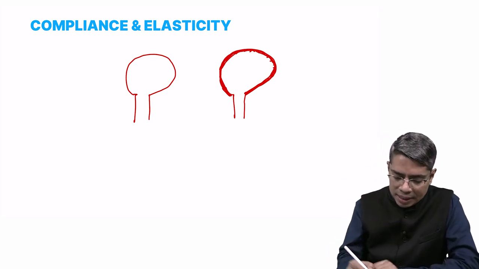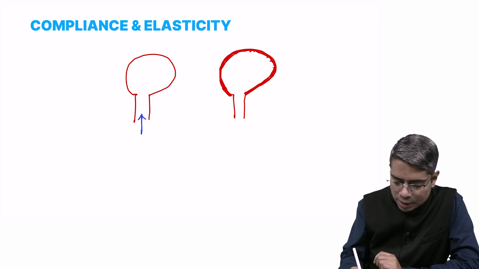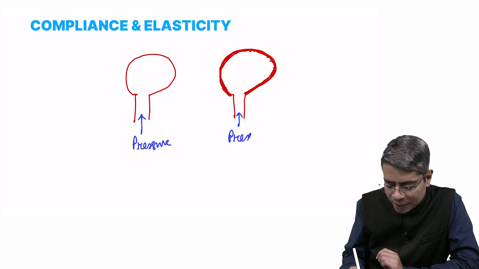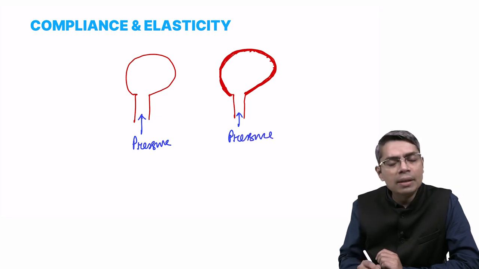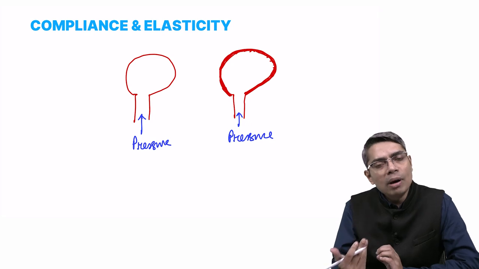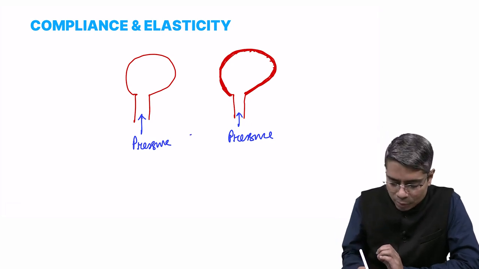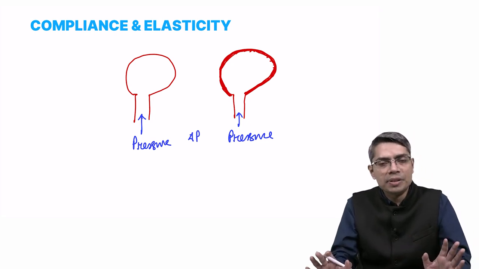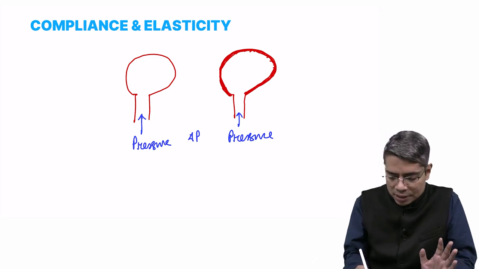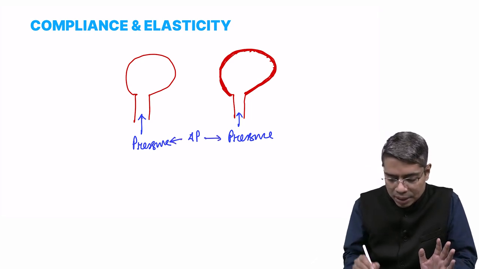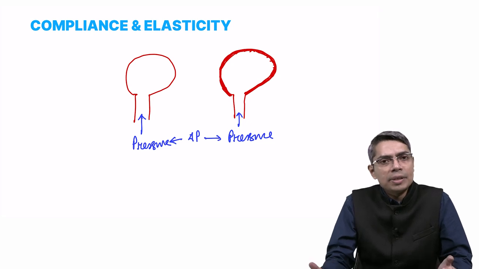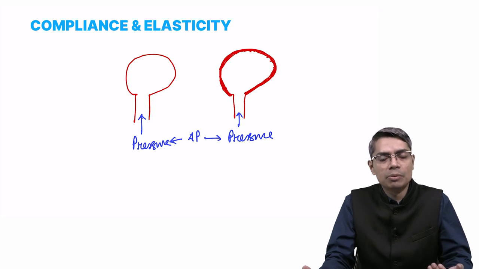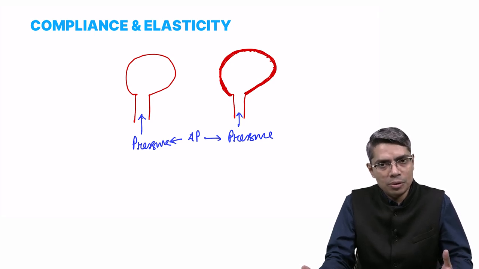Now I am injecting an equal amount of pressure in both of these balloons. The pressure change in both of these balloons is the same. Whatever pressure you are changing, that is equal in both cases. So delta P is the same in both conditions. Now what do you think? If you inject an equal amount of pressure in both of these balloons, which balloon is going to expand more?